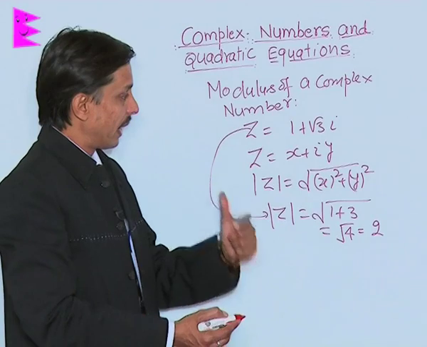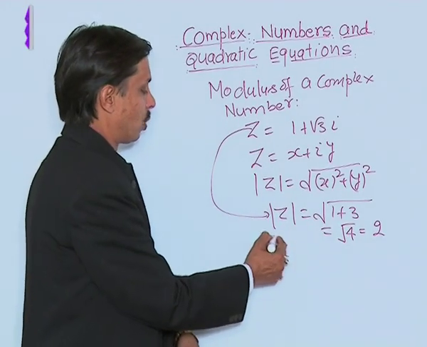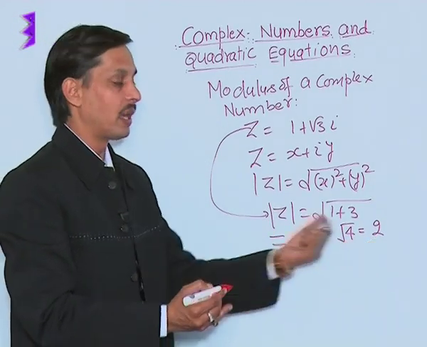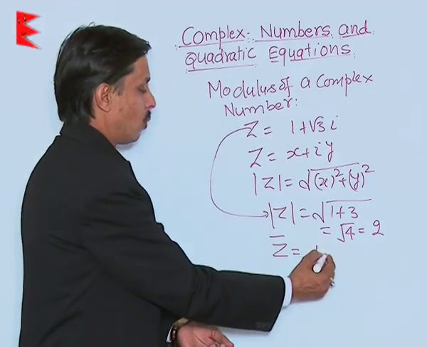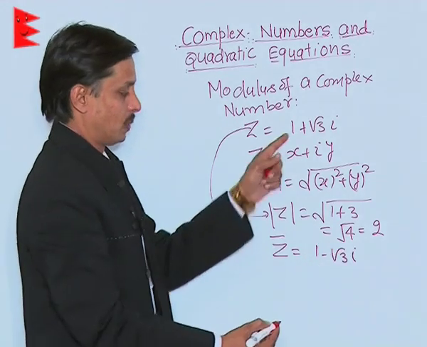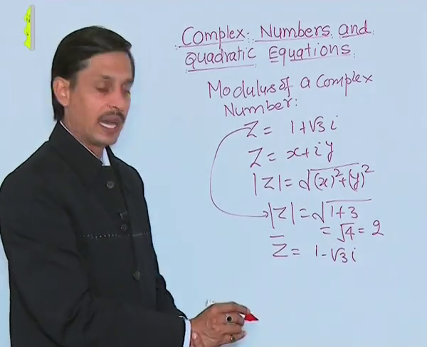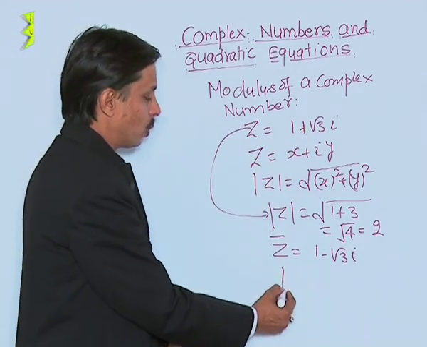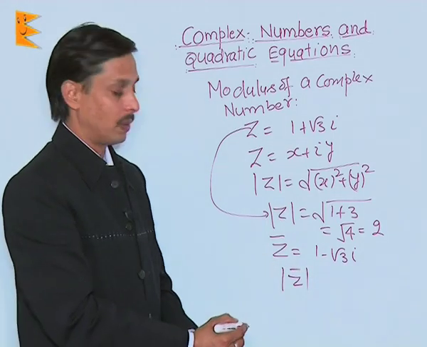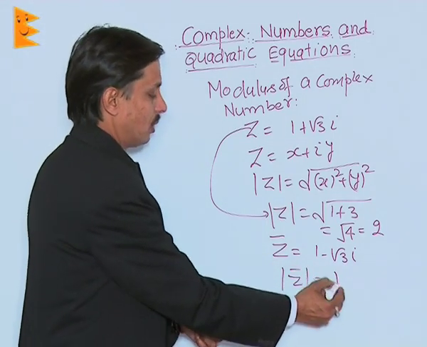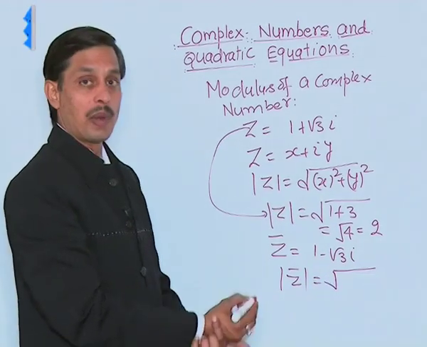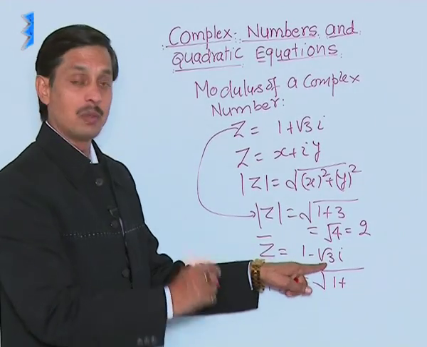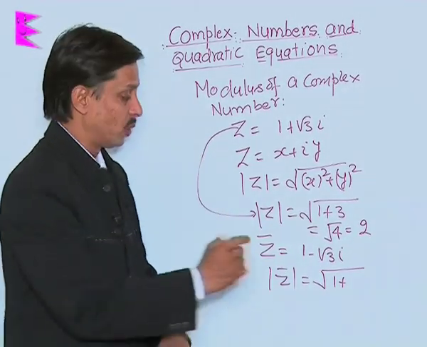to 2. At the same time, I want to find the conjugate of the same complex number whose modulus we have calculated. The conjugate is 1 minus root 3 iota. As per the rule, it is 1 minus root 3 iota because we need to change the sign of iota. Now I will find the modulus of this complex number's conjugate. The real part is 1, the imaginary part is minus root 3, its whole square is 3.